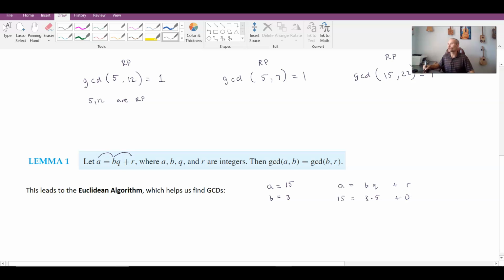And we're saying that the greatest common divisor between these two numbers, A and B, which is the GCD, is 3, is the same as the greatest common divisor between 3 and 0. Well, the biggest number that divides 3 is 3, and 0 is divisible by anything, and therefore we can say that the GCD between any number and 0 is that number. So the GCD here is also 3.